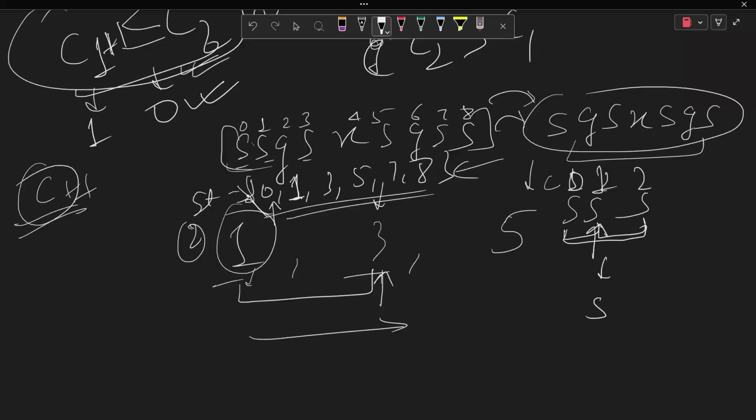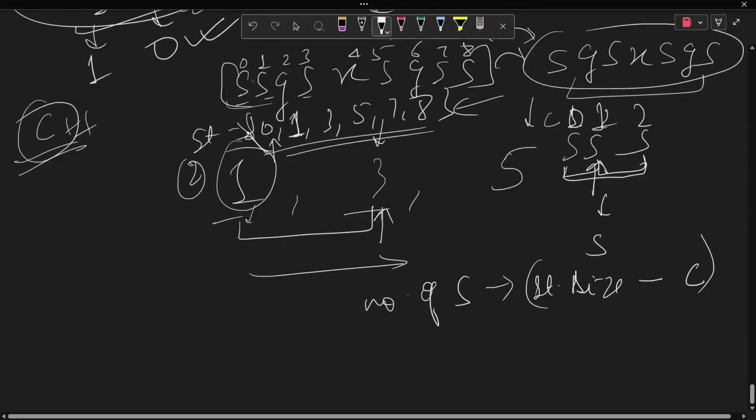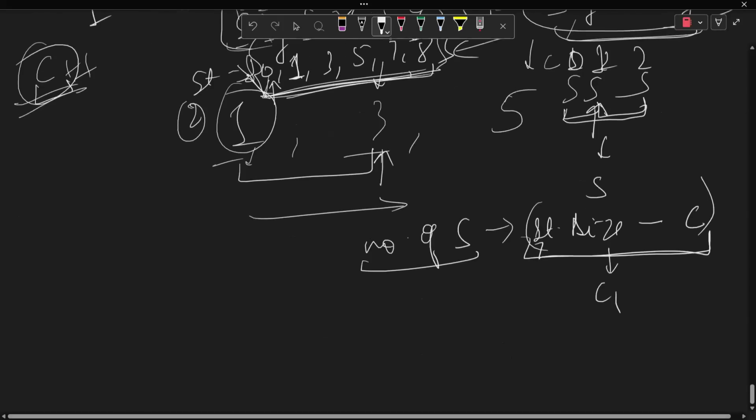Okay. So what would be the number of S? The number of S would be the size of my set minus C. Okay, I hope that is clear. In the set, you are storing the indexes of your smaller elements. So the size of that is the number of smaller elements originally. But in C, you are storing the number of consecutive elements. If you subtract the consecutive elements from the total number of elements, you would get the number of S in the reduced form. So once you computed this, let's say this is C1.